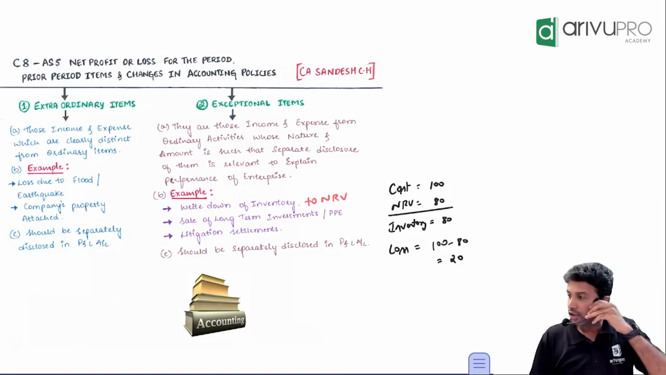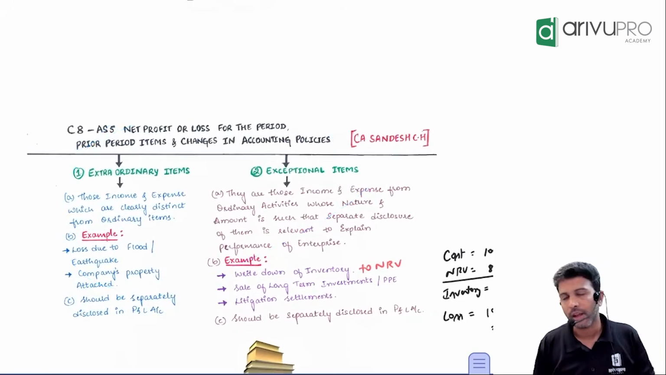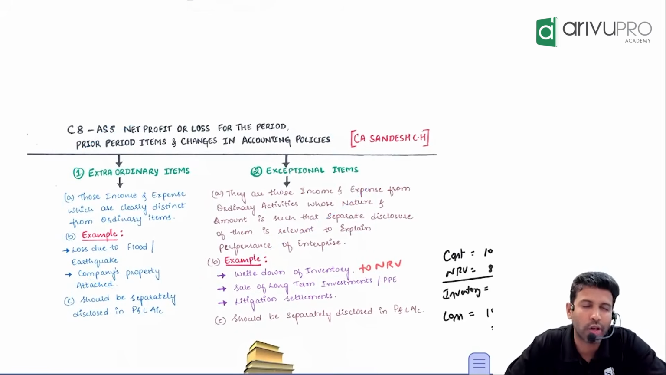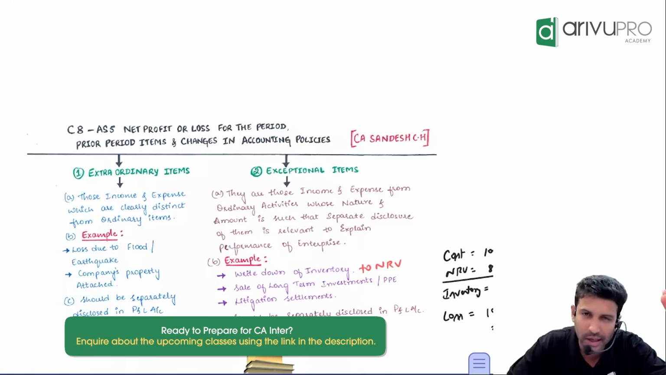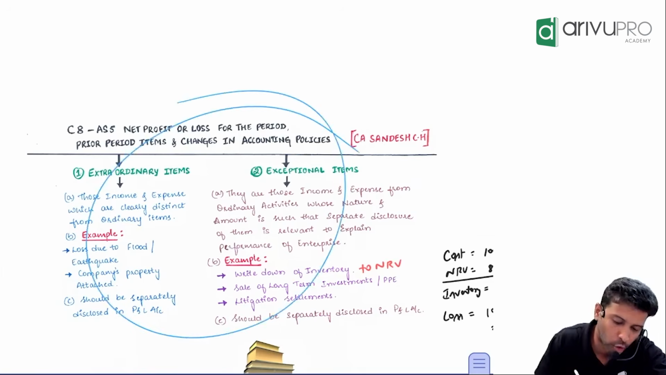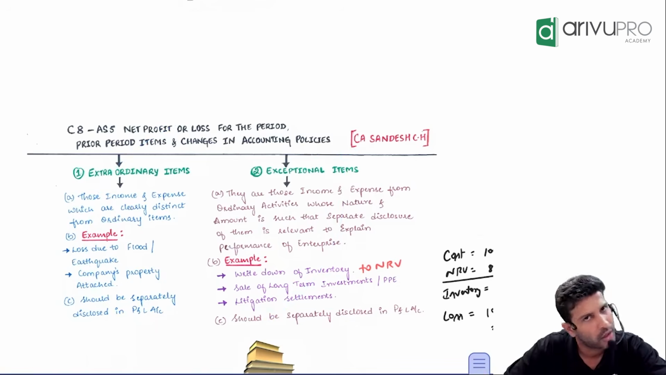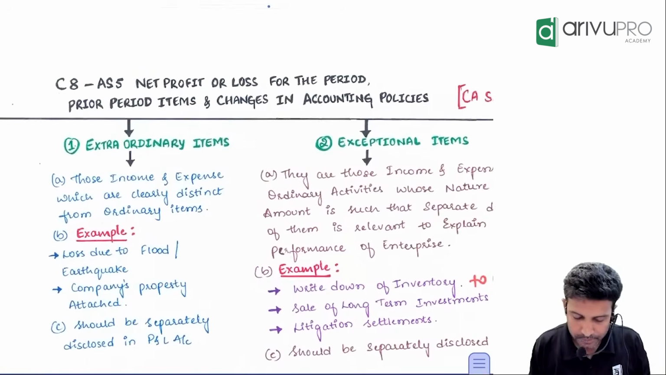People, so let's start our AS5 revision. AS5 talks only about 5 components, I could say: extraordinary items, exceptional item, prior period item, change in accounting policy, change in accounting estimate. That's it. Only these 5 are the scope of AS5. If you just cover these 5, it is done.